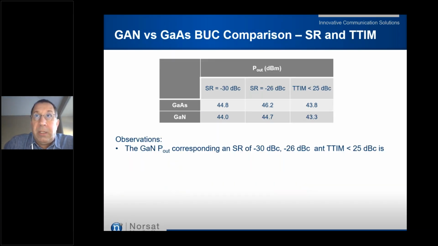So just a recap or a summary of the previous one. The spectral regrowth of -30, the GaAs has higher output power. Spectral regrowth of -26 also has higher output power. And then I introduced on the last one this two-tone intermod. The definition is 25 dBc, and the GaAs output power is higher, and they are similar. It shows that the two-tone intermod and the spectral regrowth -30, even though they are both from the MIL-STD-188, don't give you the same output power. They are slightly different definitions.